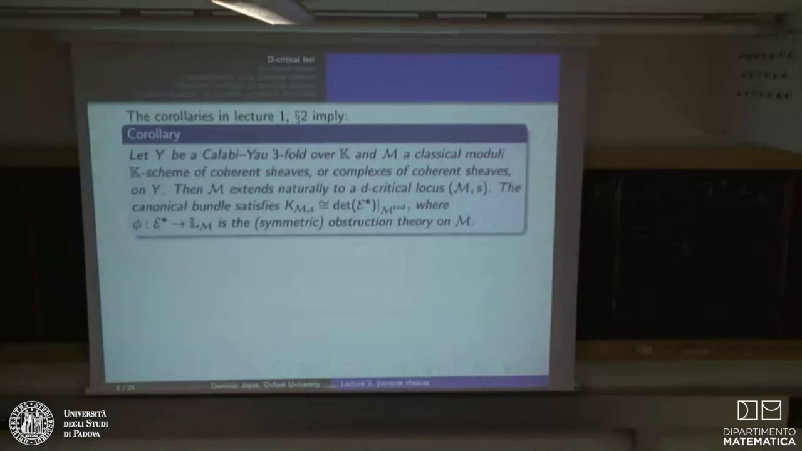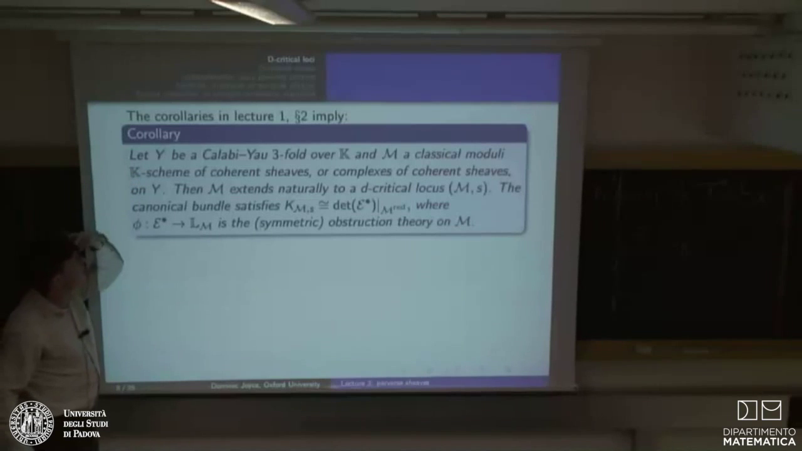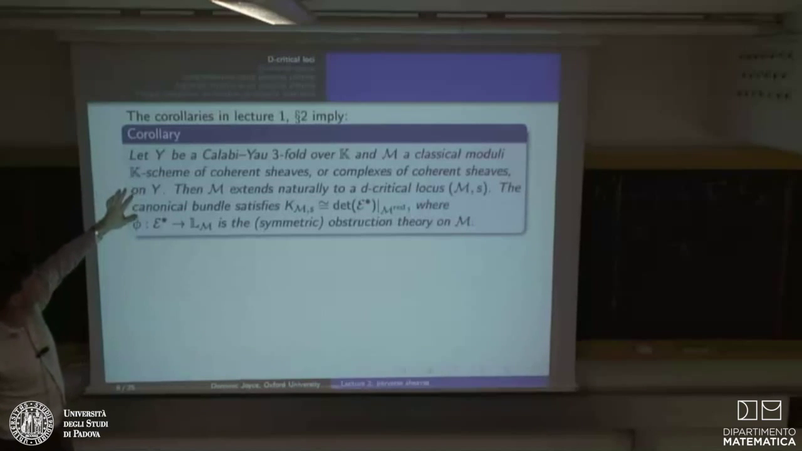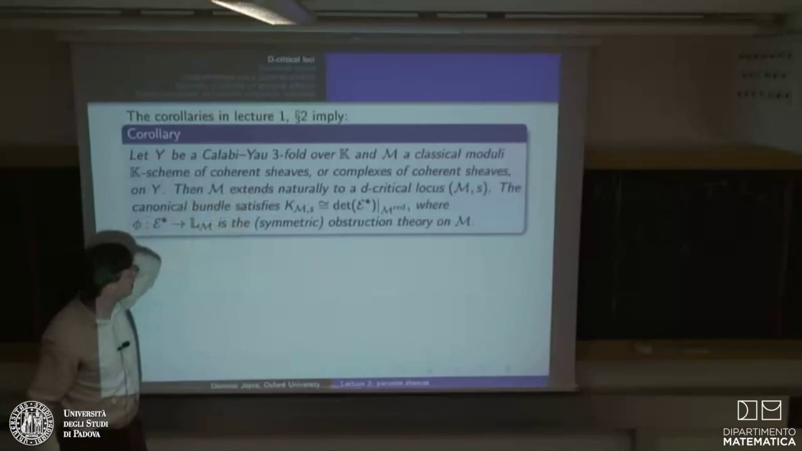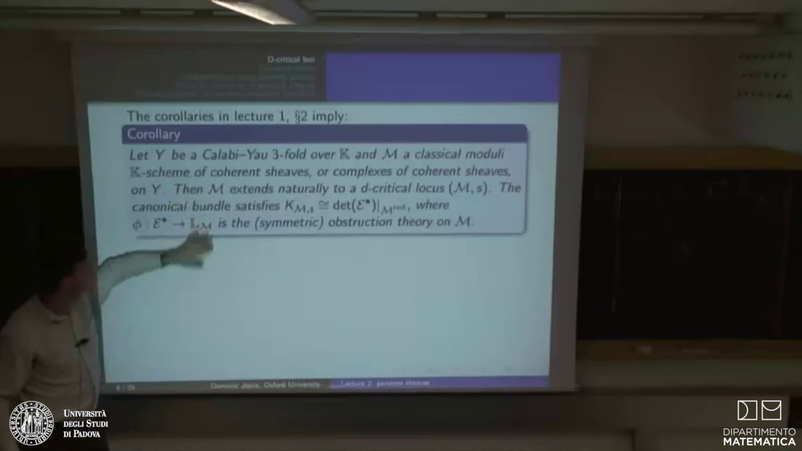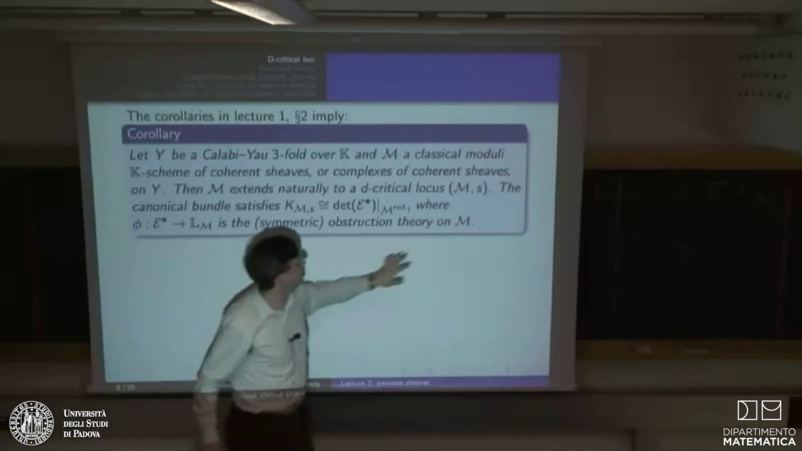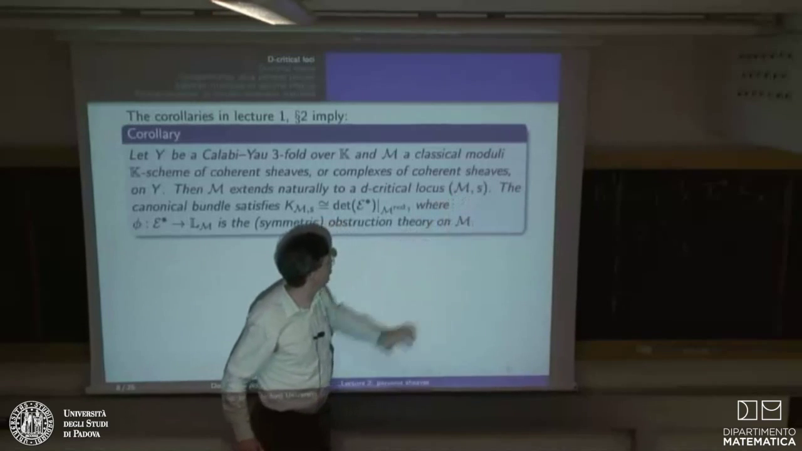Okay, so the corollaries from the last lecture tell you two things. Firstly, if Y is a Calabi-Yau threefold over some field K, I suppose K now has to have characteristic zero, and M is a classical moduli scheme of coherent sheaves or of complexes on Y, then M extends naturally to a d-critical locus (M, S).